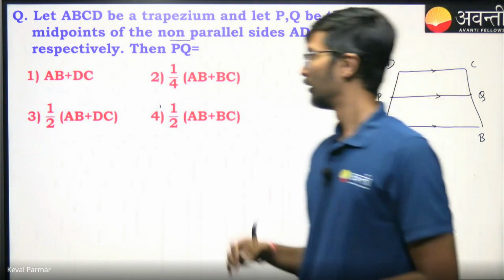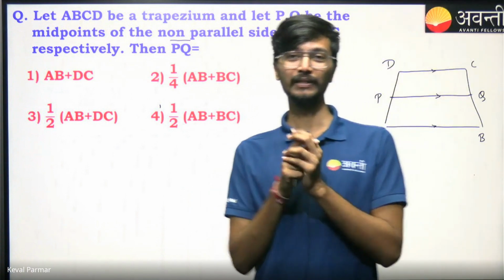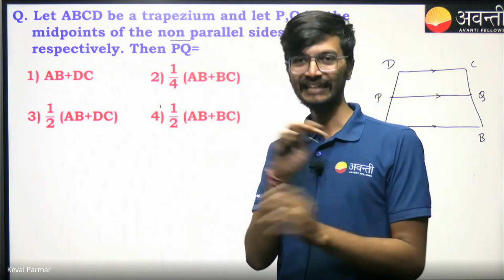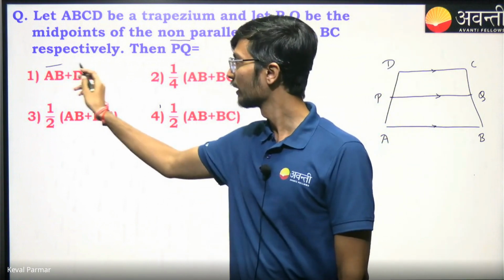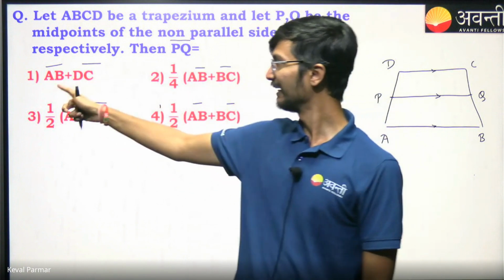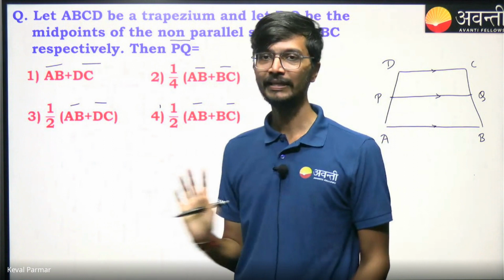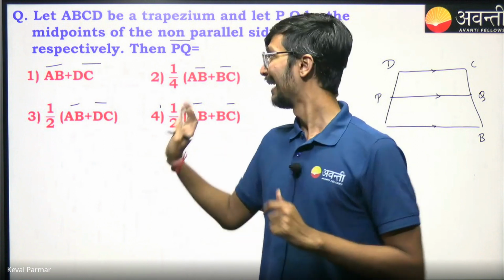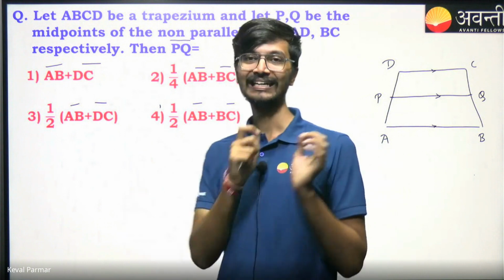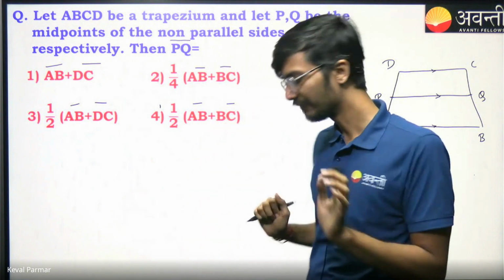Now, if you can clearly see the options, keep in mind that I want PQ bar. All these options have a bar: AB bar, BC bar. Either AB bar is in all of them, and the other is either BC bar or DC bar. So keep that in mind while solving.